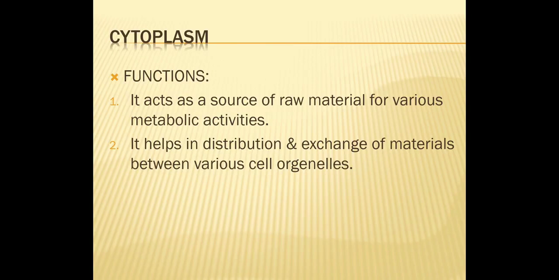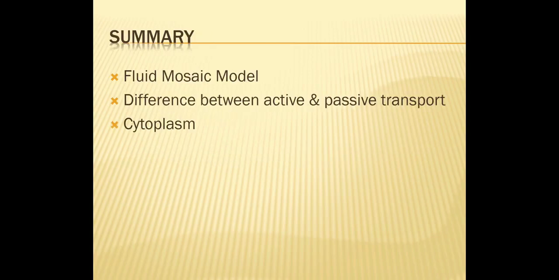So we have completed today the fluid mosaic model and cytoplasm. Let's see a quick summary. Today we studied the details of the fluid mosaic model. Then we studied the difference between active and passive transport. And then we studied the third component of the eukaryotic cell, that is cytoplasm.